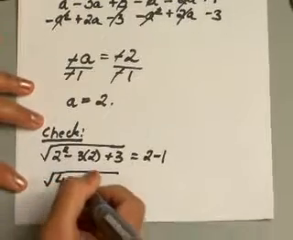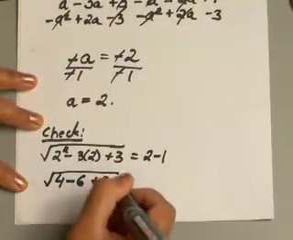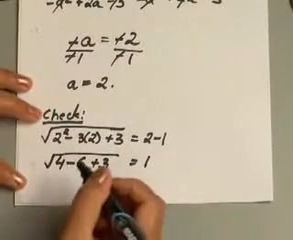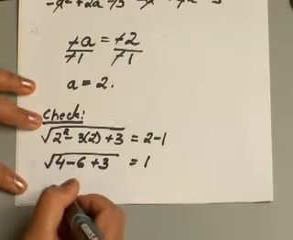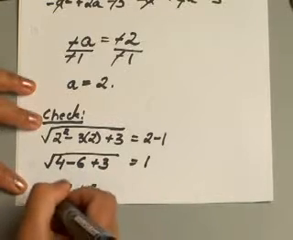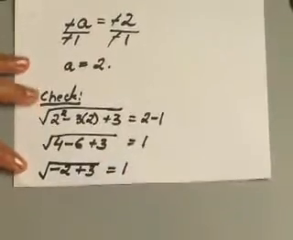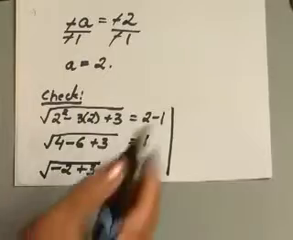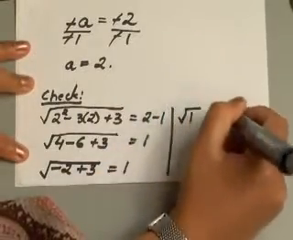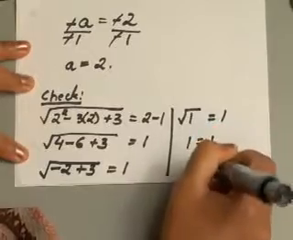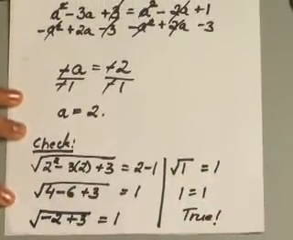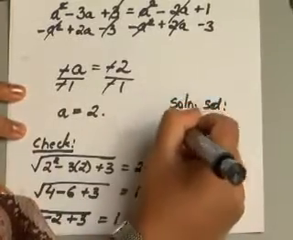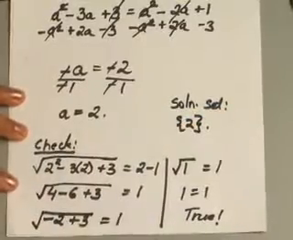2 squared is 4. 3 times 2 is 6 plus 3, and then 2 minus 1, of course, gives you 1. And then let's see, 4 minus 6 will give us negative 2 plus 3 inside the radical sign. Negative 2 plus 3, of course, will give you 1, so that is square root of 1 equals 1. And again, we end up with a true statement. So we can safely say that 2 is the solution of our original equation.